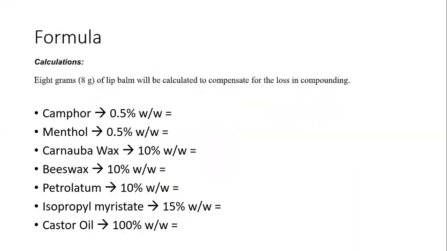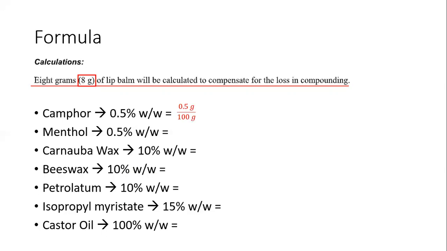The second part of the handout is our formula for compounding the prescription. It is important to understand what this means before proceeding with calculations. So to begin with, we know that even though our dispensed amount calls for 4.5 grams, we are going to be compounding a little bit extra, which is 8 grams, to make sure we compensate for any loss during compounding. Now moving on to what we have listed below.